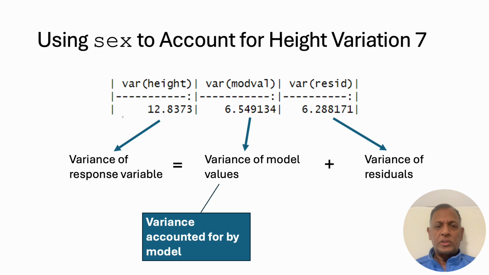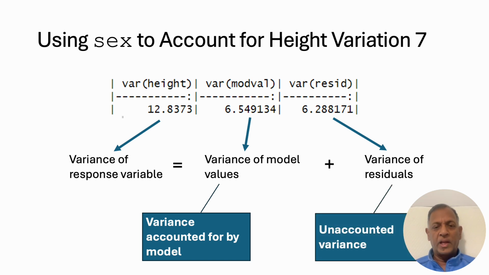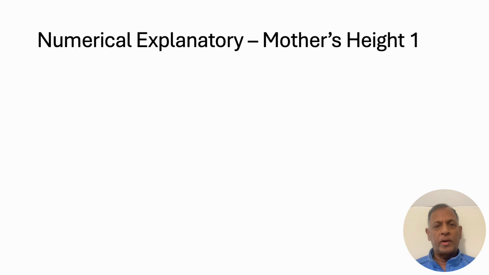Okay, so this, of course, as we have said, is the variance of the model values, that is what is accounted for by the model. Any difference is the variance in the response variable which is not accounted for by the model, the unaccounted variance. Okay, so let's take a look at the numerical explanatory variable.